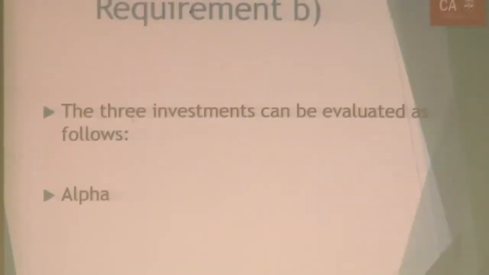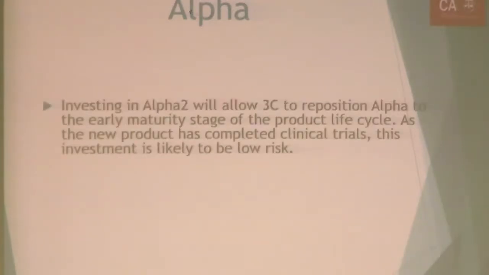So let's look at the first one. The 3 investments are alpha, beta and gamma. Investing in alpha 2 will allow 3C to reposition alpha to an early maturity stage of the product life cycle. As the new product has completed clinical trials, this investment is likely to be low risk.